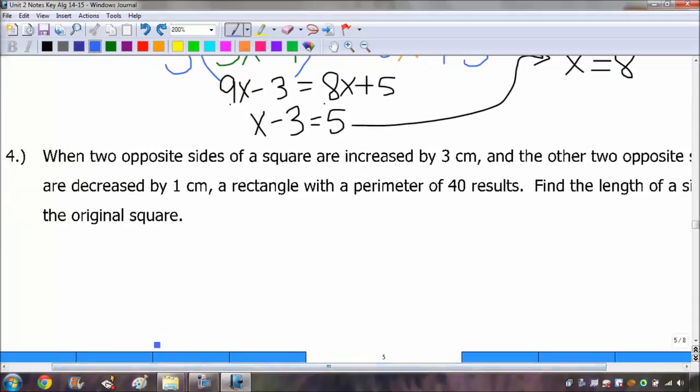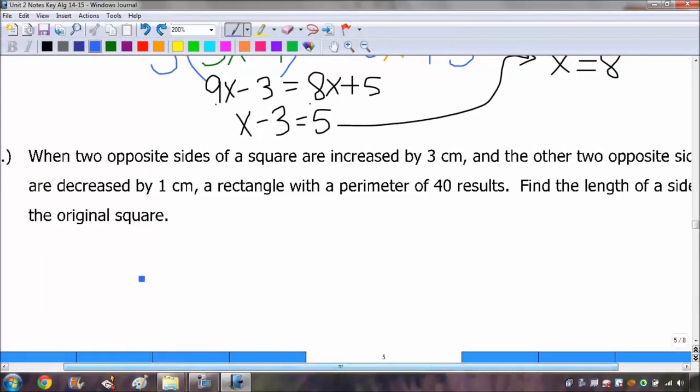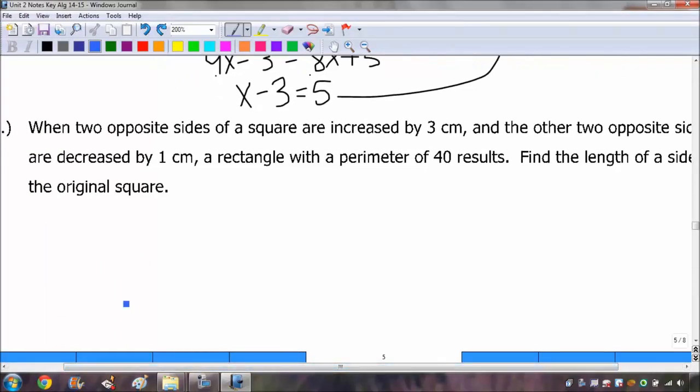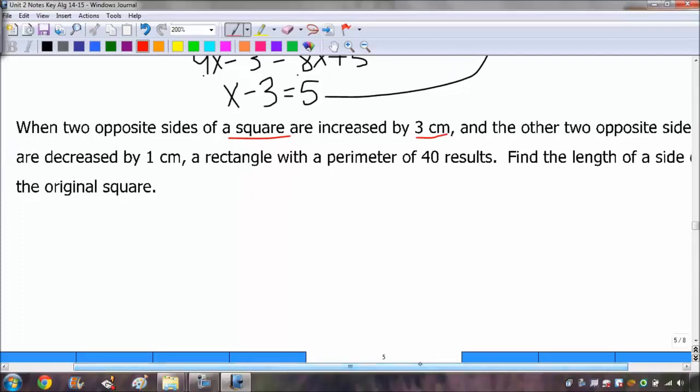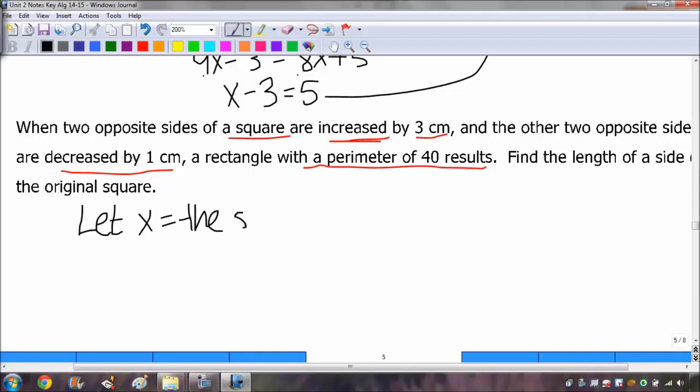Number 4 is really tricky, so please make sure you guys are paying attention. When two opposite sides of a square are increased by 3 centimeters, okay, and the other two opposite sides are decreased by 1, a rectangle with a perimeter of 40 results. Find the length of the side of the original square. So I don't know how big the original square is, so I'm going to call it x. So I'm going to say let x equal the side of the original square.